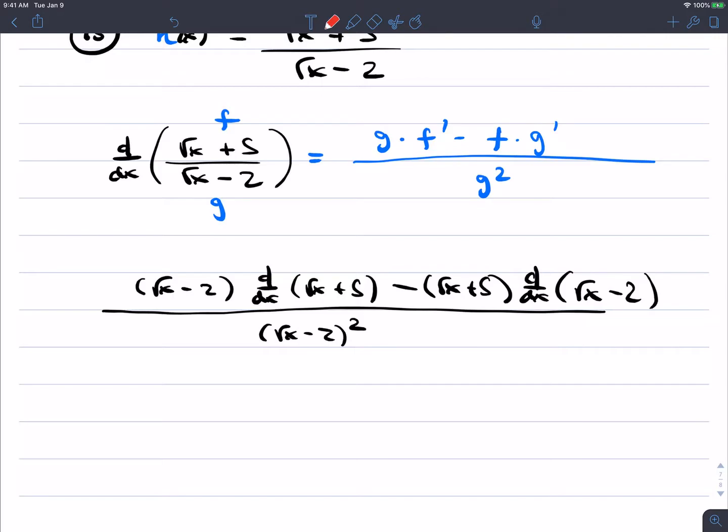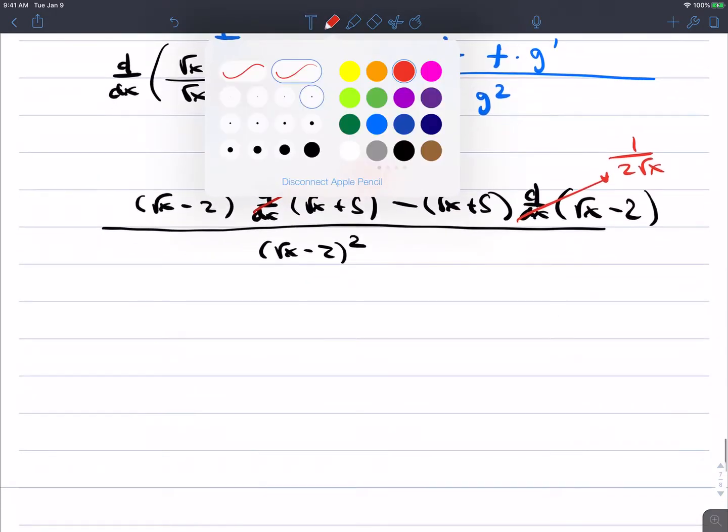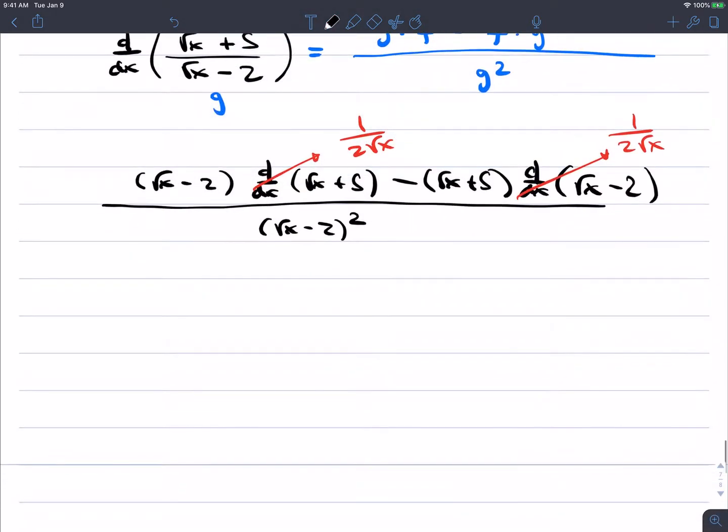So we're now ready to differentiate here. 1 over 2 times the square root of x. 1 over 2 times the square root of x. So as you guys can see, it is very beneficial to have that derivative memorized as well. So let's put all this together, because now the work's going to be simply some algebra.